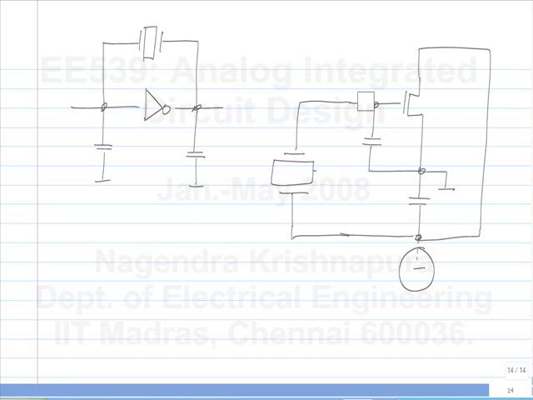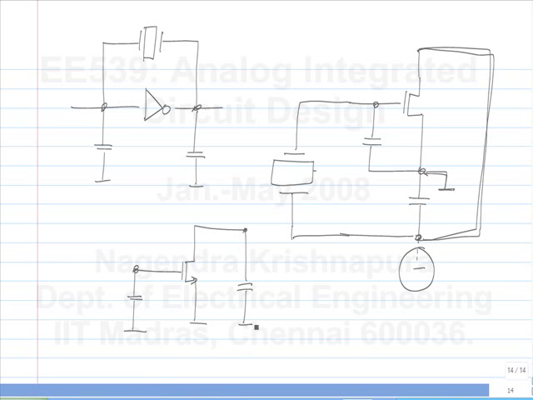If I rearrange this, redraw this circuit, what do I get? This is the ground. The source is grounded. There is a capacitance from the gate to ground and also this is the drain. So there is a capacitance from the drain to ground, and the crystal is between the gate and drain.